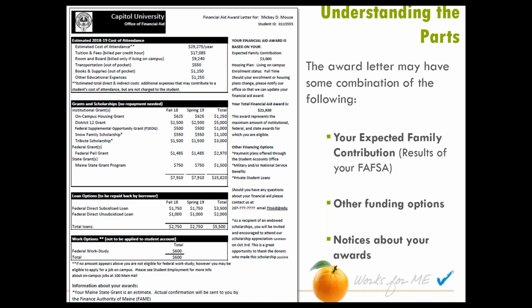It's really broken up. Grants and scholarships, no repayment needed, makes it clear. Loan options, to be repaid by the borrower. Work options. So this is one example where work study is clearly separated out to indicate that it's not part of the bottom line calculation. That part I really like. And then the footnote of if no amount appears, you're not eligible, but contact us for our on-campus jobs or wait list. This one really has a lot of in-depth information on it, including contacting the financial aid office.